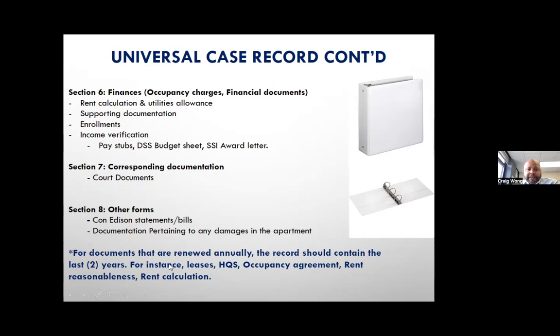Again, it's important that these information and these documentations are kept in the various sections outlined. It's also required that documentation for the last 2 years be kept in the record for these specific pieces of information. Leases, you should have 2 years of your leases in your current case record. HQS inspections should have the last 2 years, occupancy agreement, rent reasonableness, and rent calculation. You should have at least the last 2 years of these documentation in your current case records.